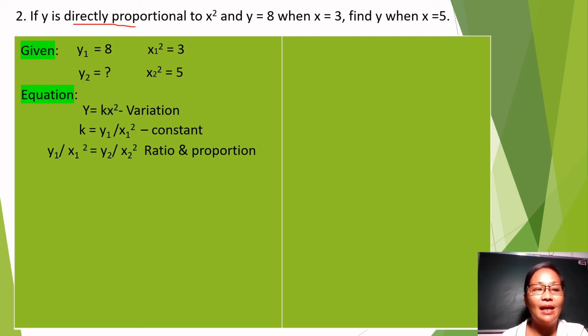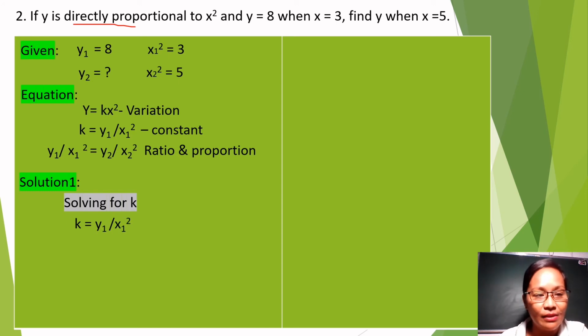For our ratio and proportion formula, we have y sub 1 over x sub 1 squared is equal to y sub 2 over x sub 2 squared. For solution 1, first we need to find k. So we have k is equal to y sub 1 over x sub 1 squared. Then substitute the given: k is equal to y sub 1 is 8 all over x sub 1 is 3 and then the exponent 2. Here, we need to perform the exponent first by following the order of operation. So we have now 3 squared is equal to 9. Therefore, we have 8 over 9 as our k.